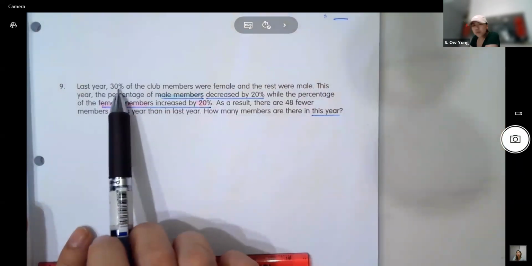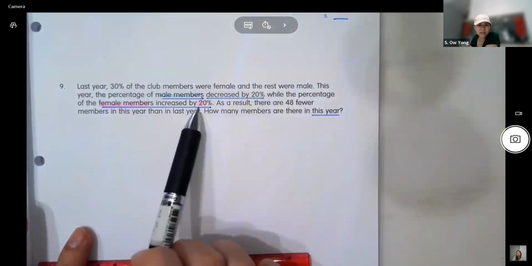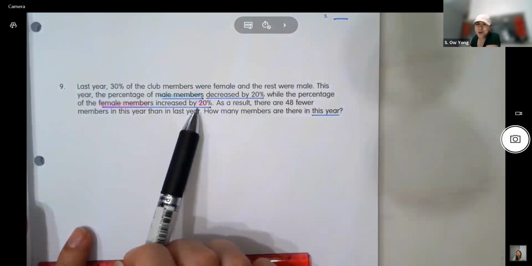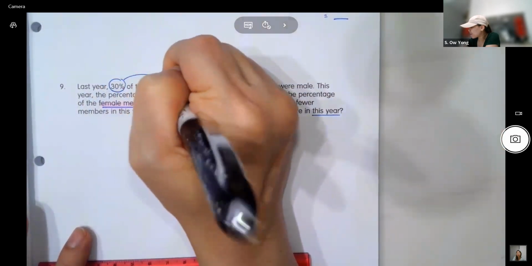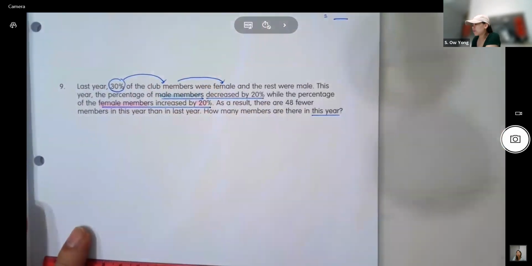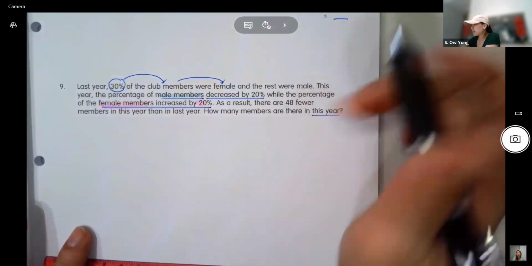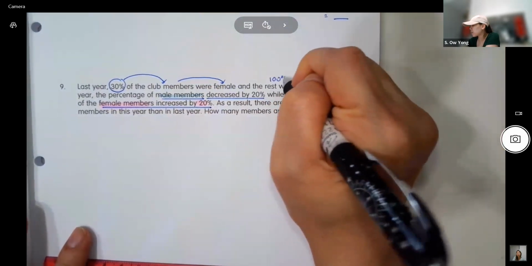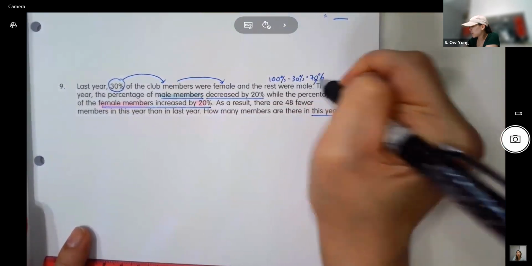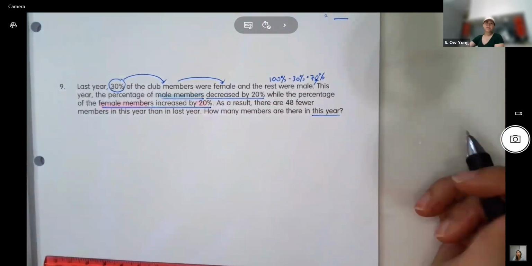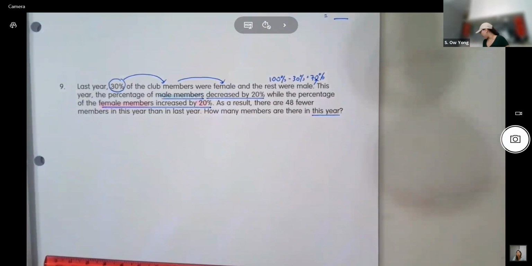So, is there a link between the 30%, 20% and 20%? No, no link. The 30% is of the club members that are female, and the rest are male. So this one you can take 100 minus 30%, which gives you 70%, and these are the male. With that, we are not in a rush to solve again, but rather I will use a mixture. I will use all three to show you. I will use ratio to show you, I will use model to show you.